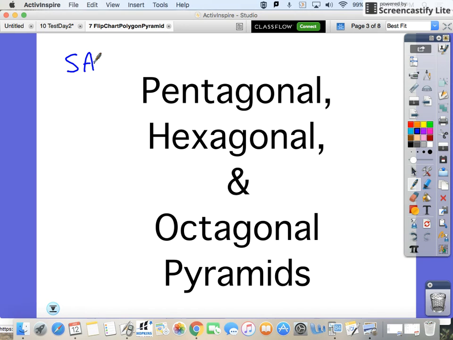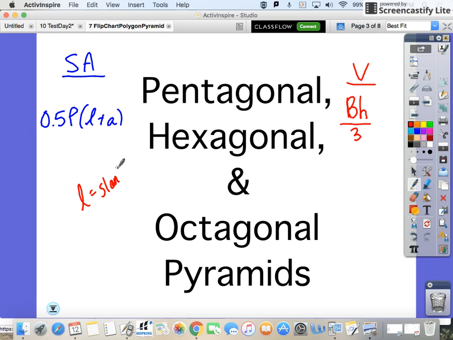So for surface area, regardless of the shape, we're going to do 0.5 times the perimeter times the sum of the slant height and the apothem. For volume, the formula I wanted you to use was the area of the base times the height divided by 3. Remember, L is slant height, which is kind of like the hypotenuse, and then A is the apothem.